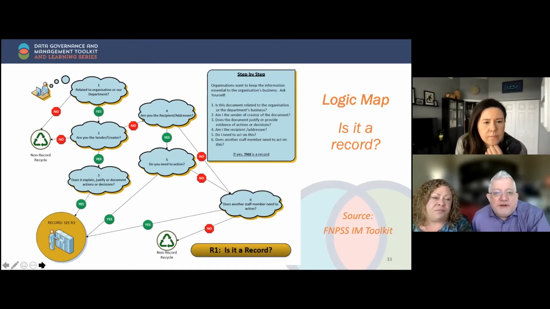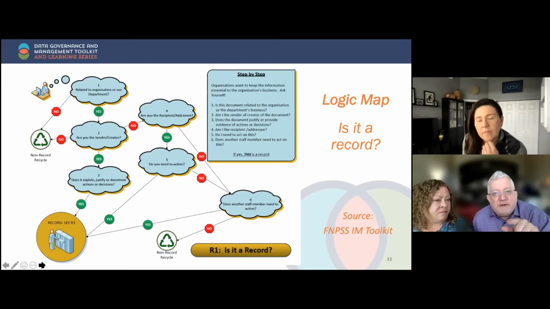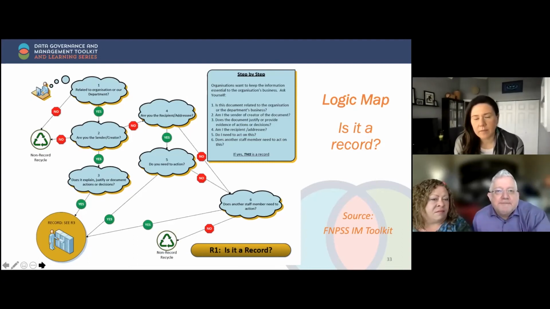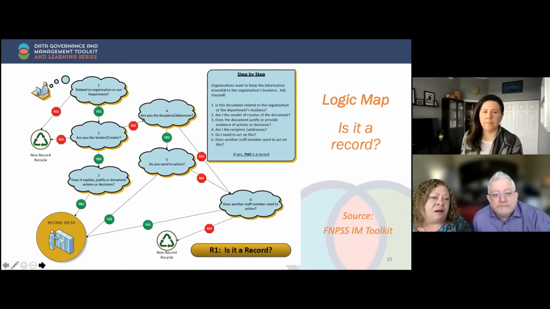And it's free on the FNPSS website. And as well, we've had clients report that they'll take this particular record logic map and they'll customize it for other questions they may have in their organization. So you may have something like, is this data? And then have the logic map go from the first stage through to your decision stage. And this is also a really great map to start engaging leadership with, right? Because they're able to sit down and work it through on their own and then be able to sit down and have a conversation.